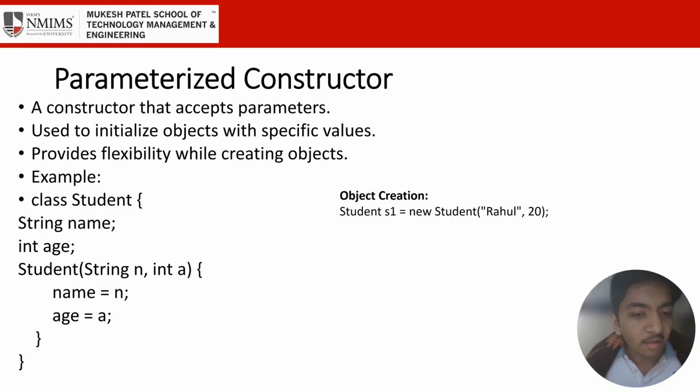The Student over here is the parameterized constructor with a string and an int a. The name is set equal to the parameter, and the value of name is stored in it, and the value of age is stored in a. And for object creation, since constructors automatically create objects, we have created an object: Student S1 equals new Student, with whatever name and age you want to write.